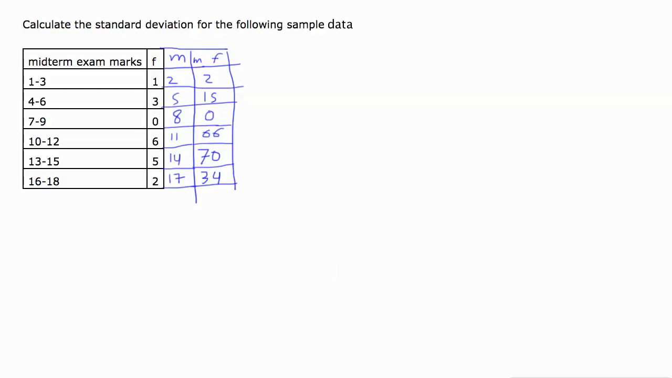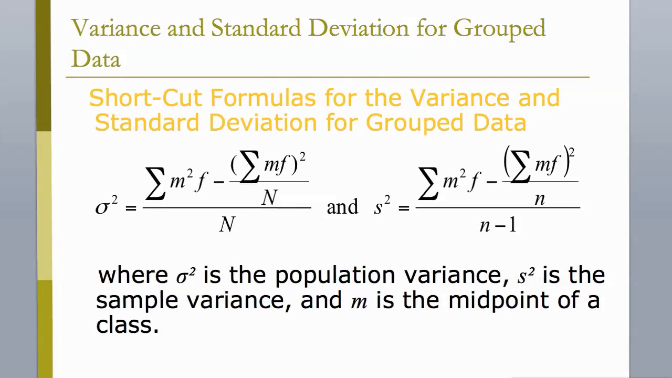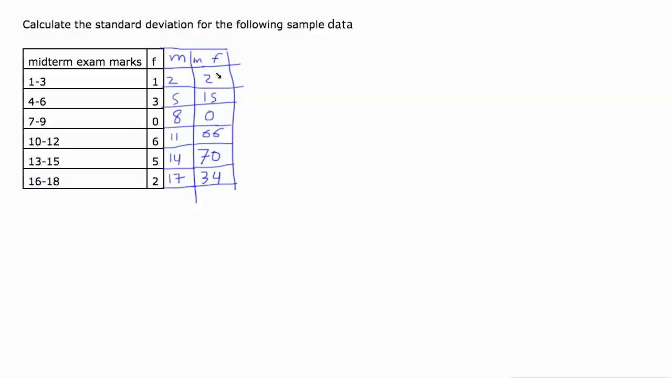So what else do we need? If you look at the formula, we in fact need mf, and we also need m square f. So we need to prepare now m square f for every class. So let's do m square f. Okay, so another column here. That would in fact be m square f. So m square f will come from where? It will come from multiplying m by itself and then the frequency. So m times itself, which is 2 square multiplied by 1. 2 square is 4. So 4 multiplied by 1 will be 4.